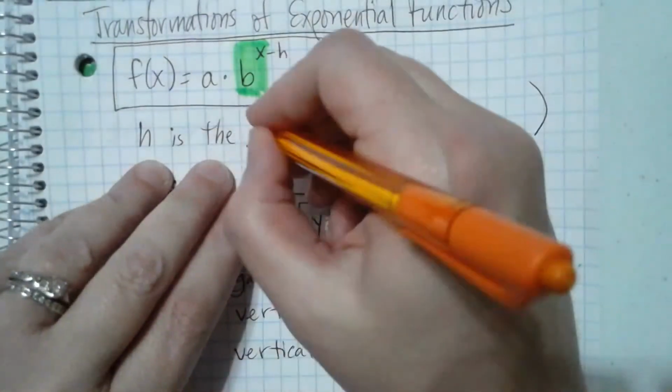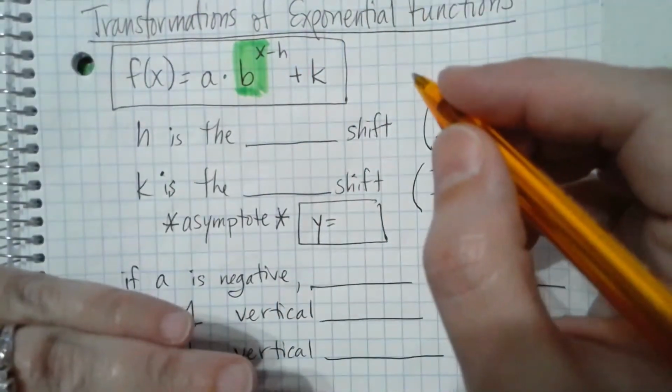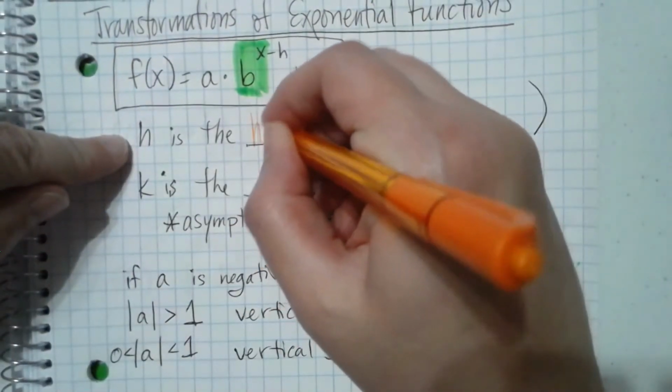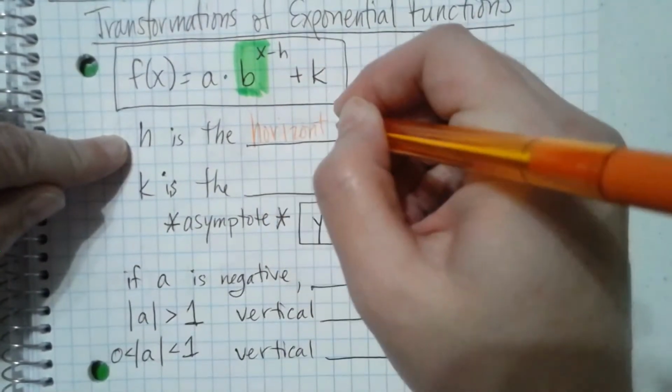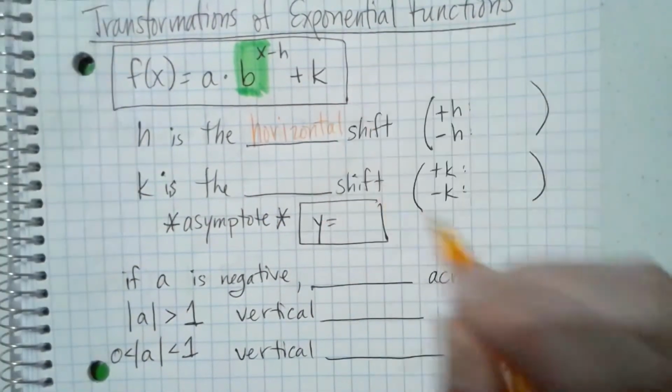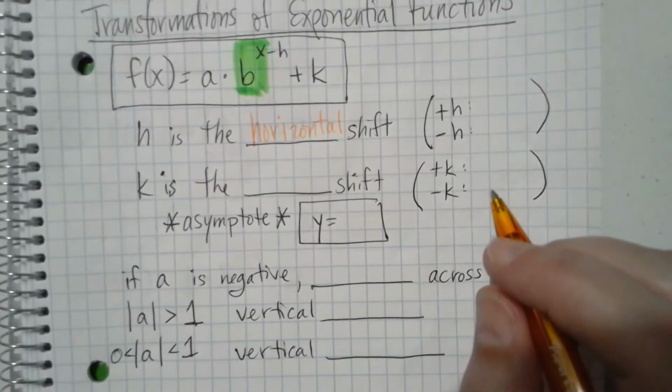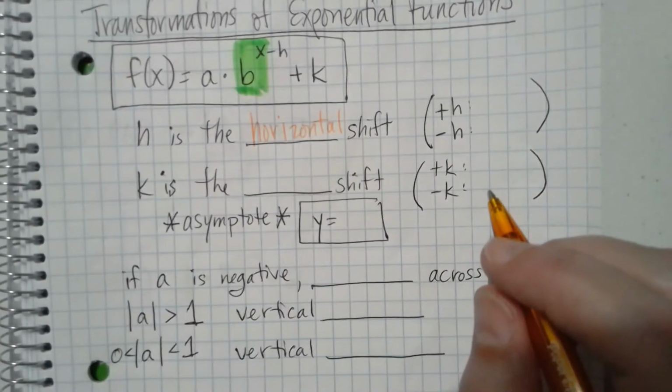H is going to be our horizontal shift. That's going to shift to the left and the right. Okay, so when we shift our function to the left or the right, H is either going to be plus or minus.